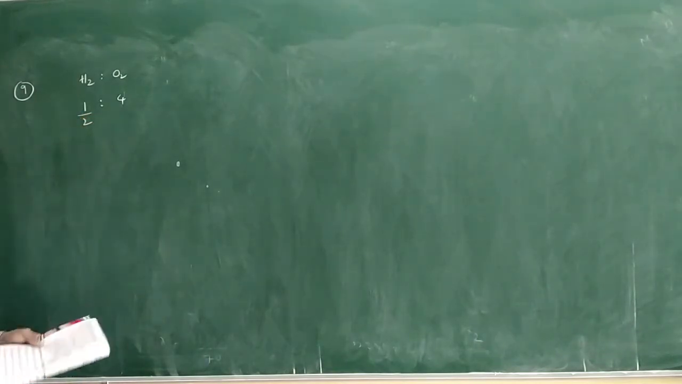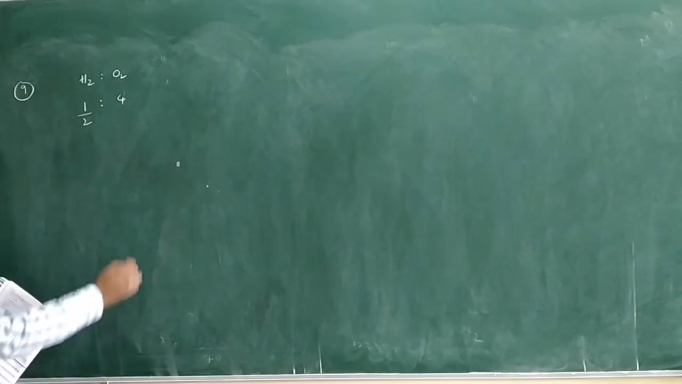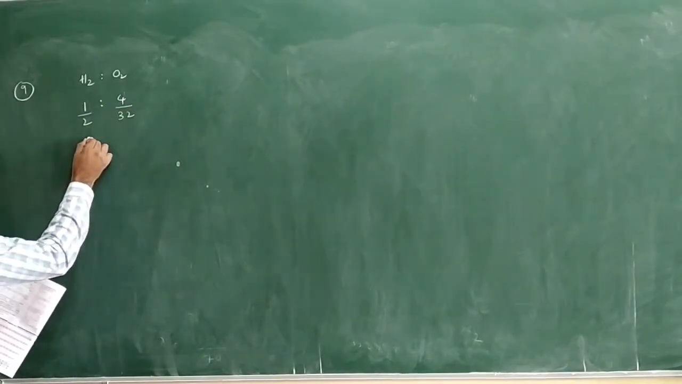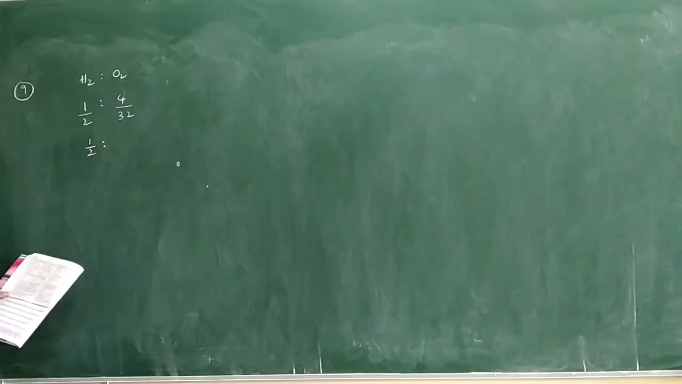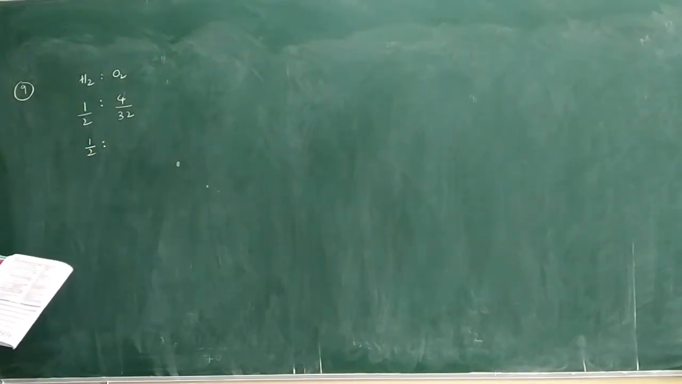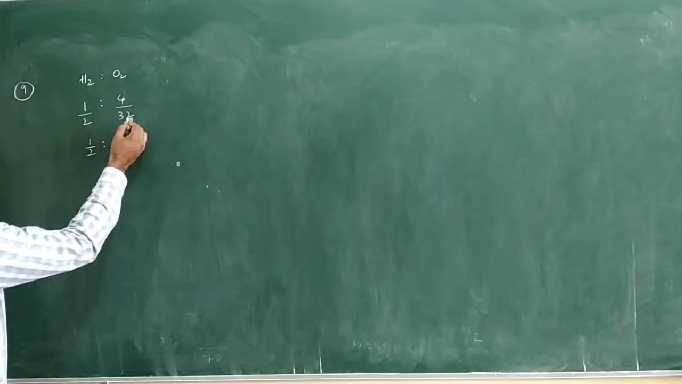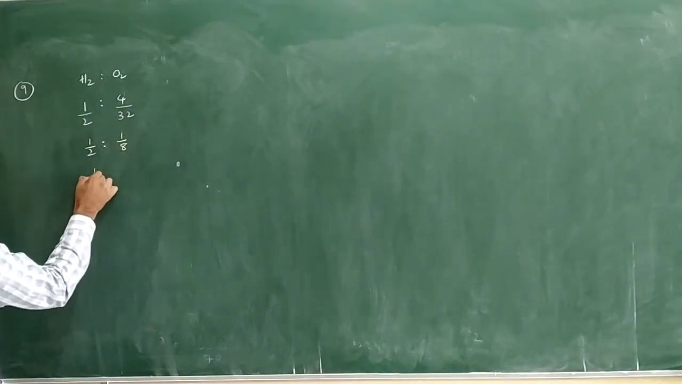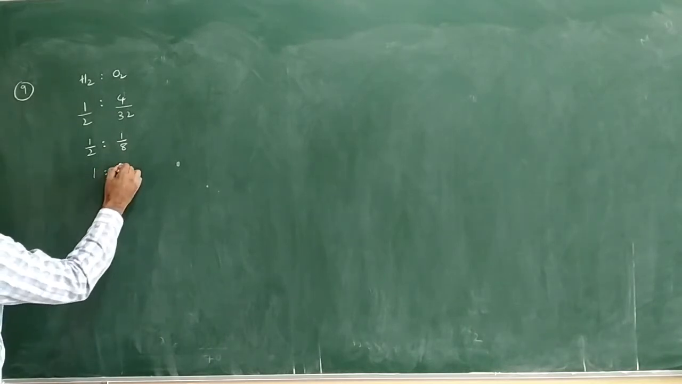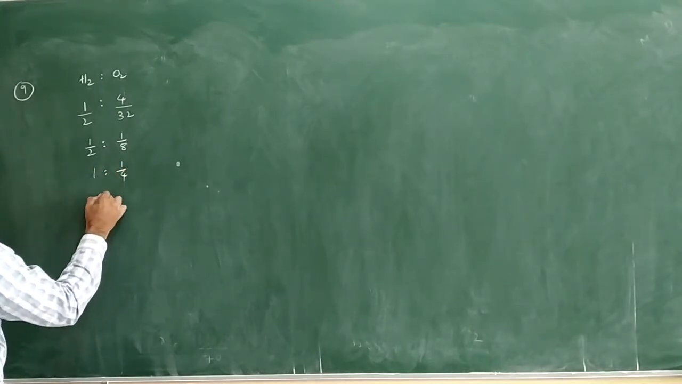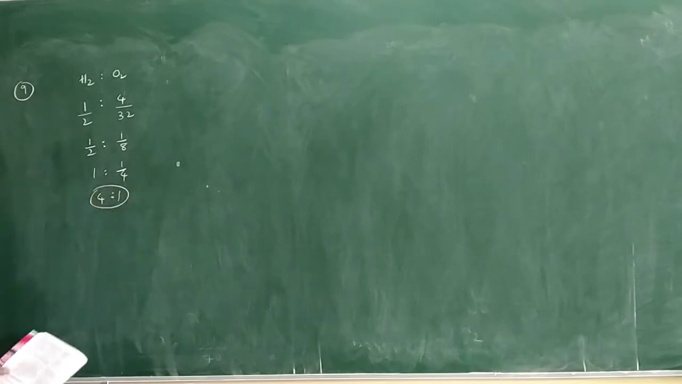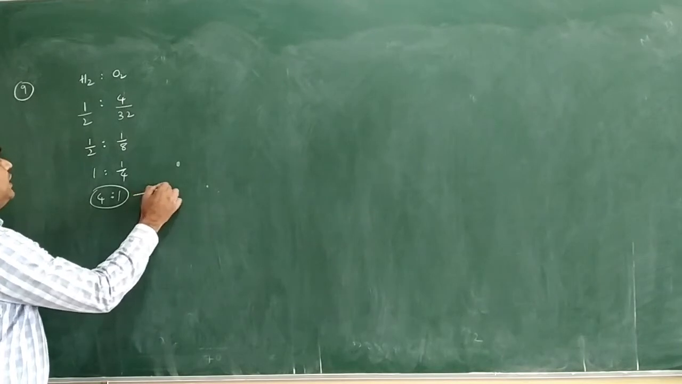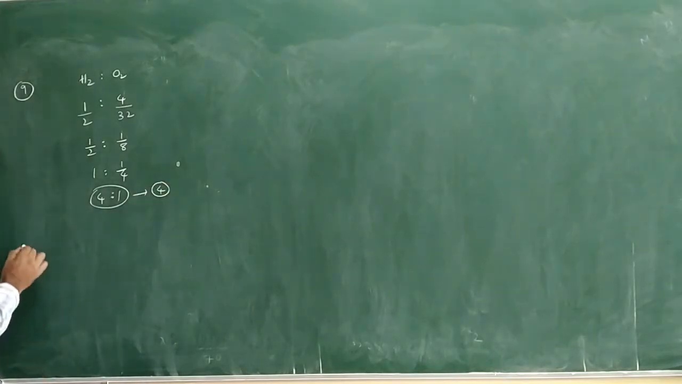If you take the mass ratio, what do you get? 1/2, because hydrogen H2 has molar mass 2, and for oxygen you get 32. So 1/2 to 4/32, and 4 cancels, so you write 1/8 only. You can write this as 1:1/4. So what ratio do you get? 4:1 only. This is the answer for this question. You will take option 4 for this question only.